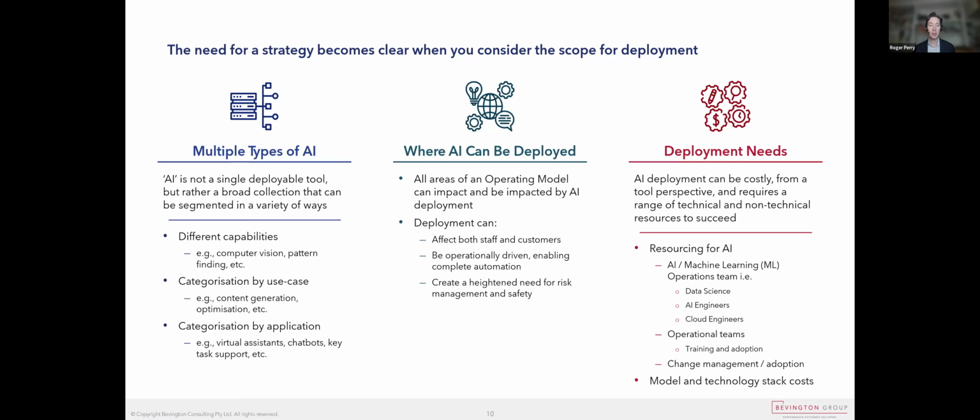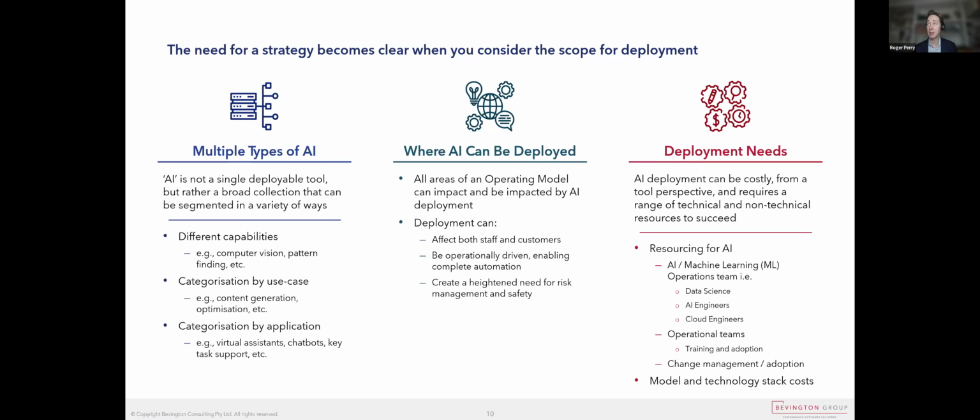Now, change is always challenging, but AI has its own complexities that mean you do need to think and focus. The first thing to say is there are multiple types of AI. So there are different capabilities from computer vision, so you can do optical character recognition, through to pattern finding, through to generation of forecasts, through to pricing models, through to automation, where simple tasks are done, through to decision making, and many, many more. So there are different capabilities.